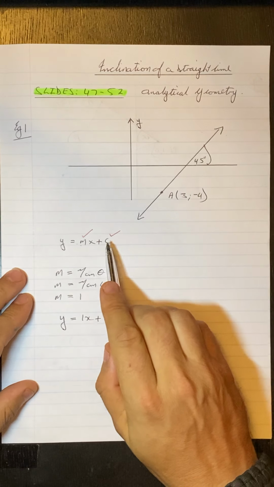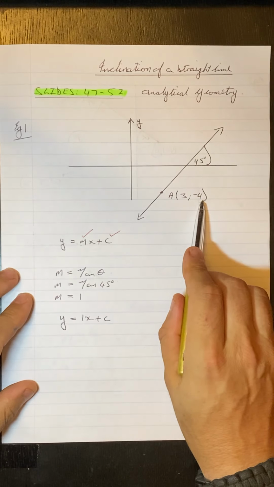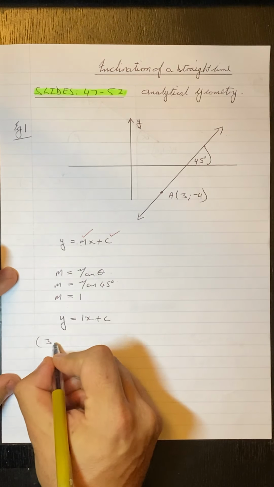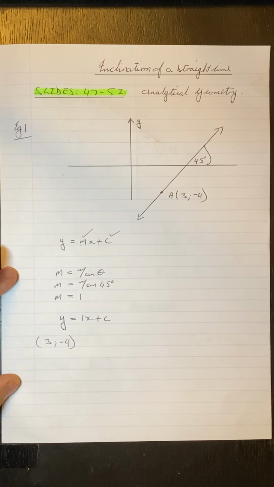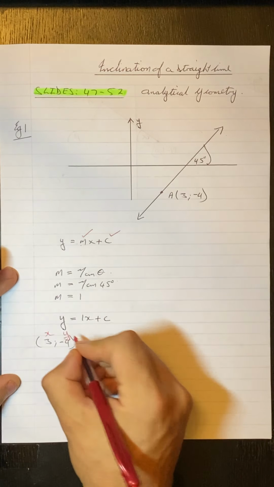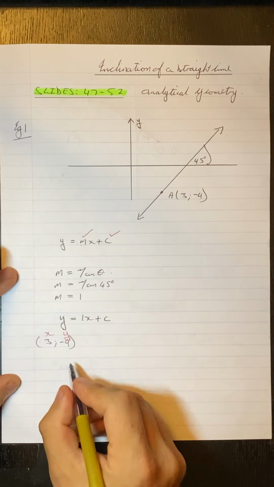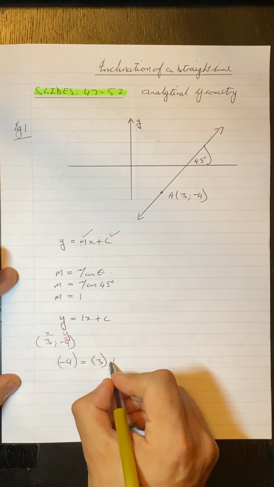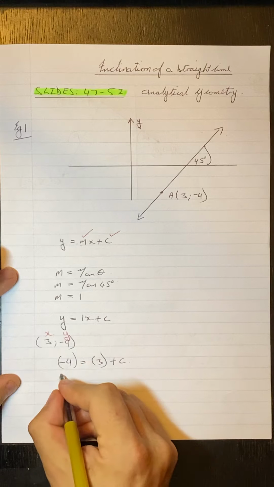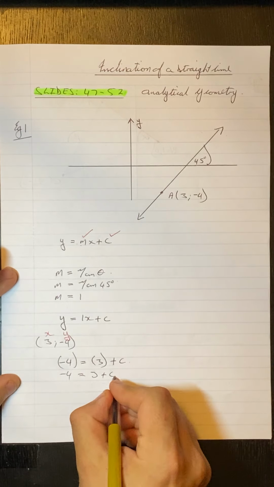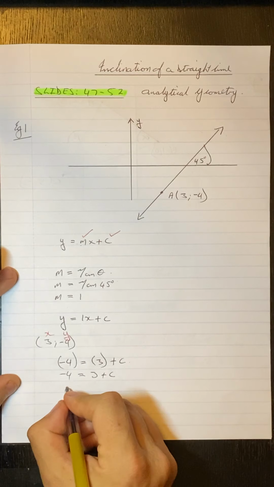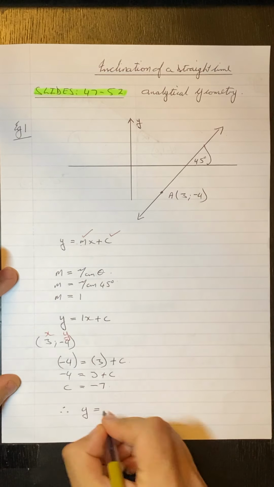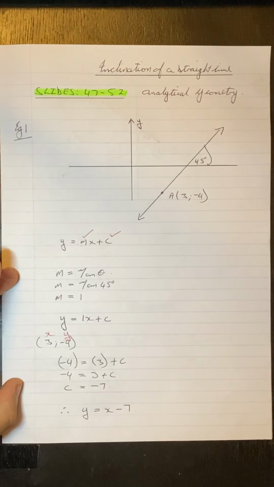Now, in order to find the c value, you substitute this point into the x and into the y of this equation. Remember that this is your x value and this is your y value. So our y is minus 4 equals our x is 3 plus c. So minus 4 is equal to 3 plus c. Take the 3 to the other side, it becomes a minus, and you get c is equal to minus 7. Therefore, the equation of this line is y is equal to x minus 7.